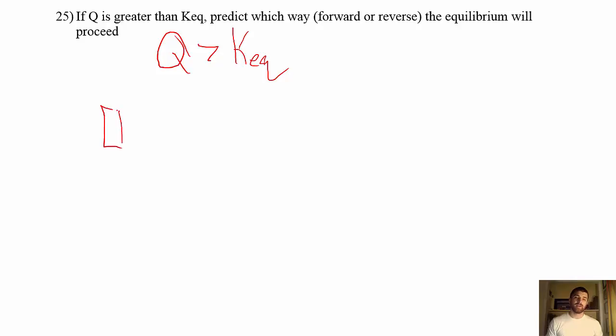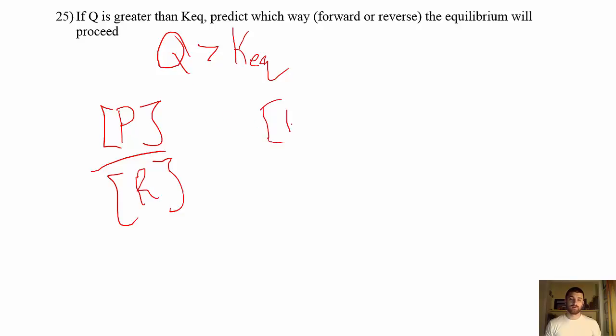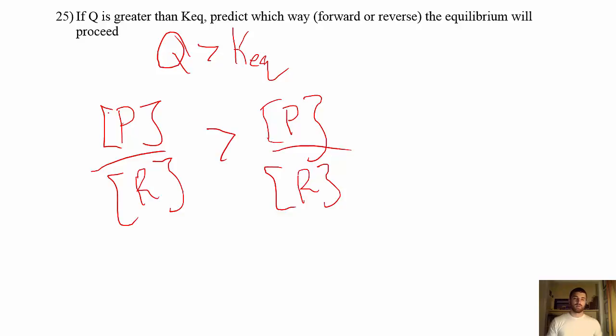Well, we got to remember that it's the products over the reactants, right? And you're saying that for Q, it's greater than what it should be for actual equilibrium. All right, well, if it's bigger, then we know that we have too many products. That's why our Q is so large. So which way would the reaction shift to get to equilibrium? Well, if we have too many products, we're going to have to shift in the reverse to use up some of them.